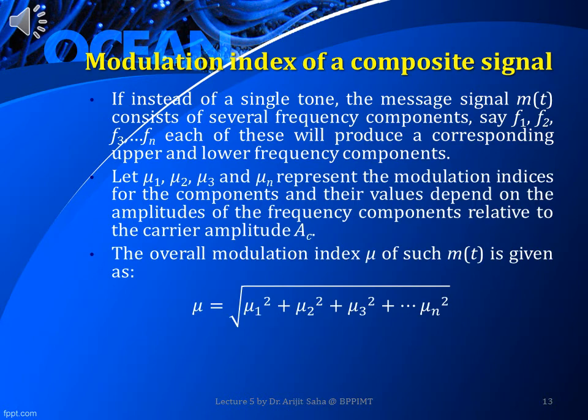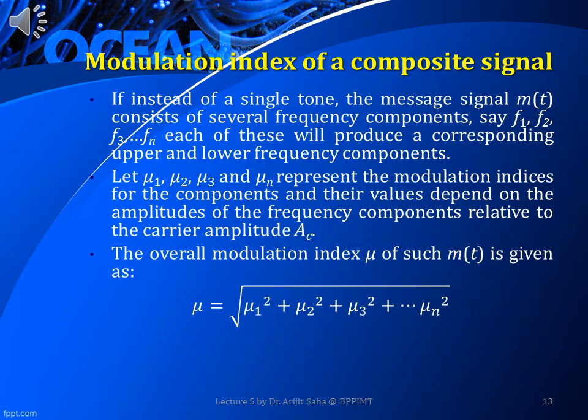So far we have dealt with simple modulating signals. Now we want to find out, if it is a composite signal, then what will be the modulation index. Composite signal means a signal which is made up of more than one modulating signal.